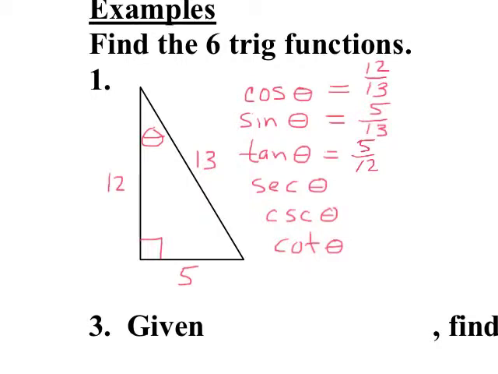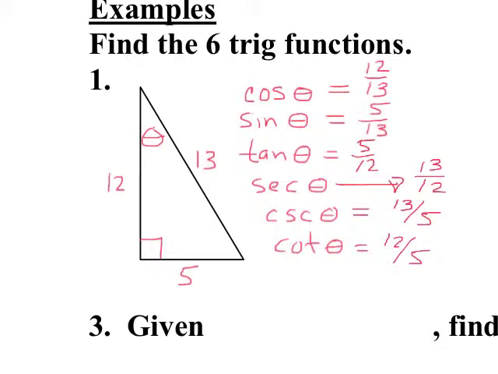And once you know those, then the rest of them should be pretty easy. Now secant, the thing that you have to keep track of is, what is secant? Well, secant is 1 over cosine. So flip your cosine upside down and you get 13 over 12. Cosecant is sine flipped over, so it's 13 over 5. And cotangent, flip tangent over, 12 over 5. And there you go, just like that.